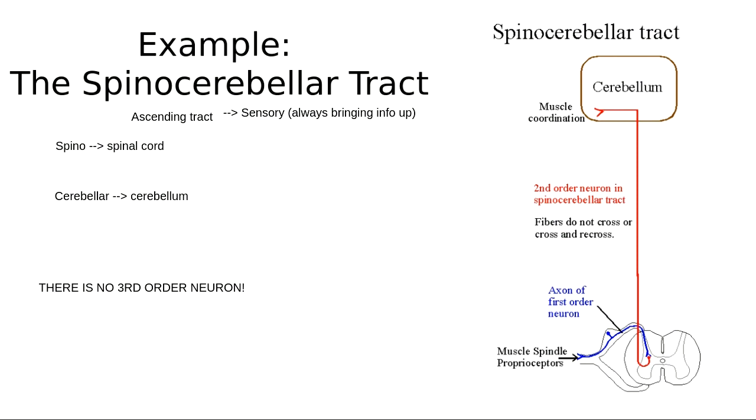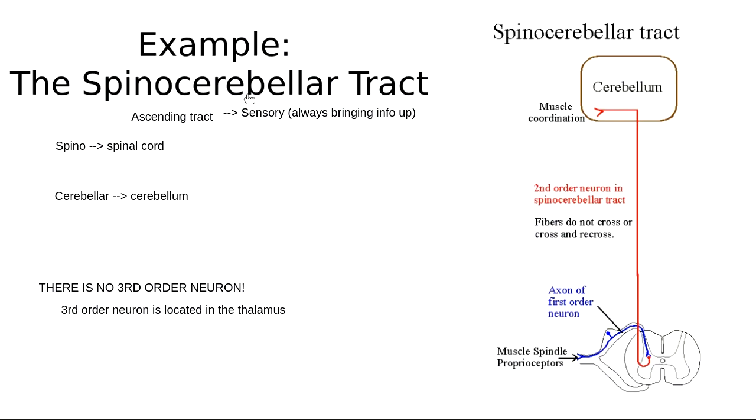Let's see if we remember. Where does the third order neuron usually live? Where does it start? Flip back in your notes. Third order neuron is located exactly in the thalamus. But this tract doesn't go as high as the thalamus. We never get to the thalamus. We stop at the cerebellum.